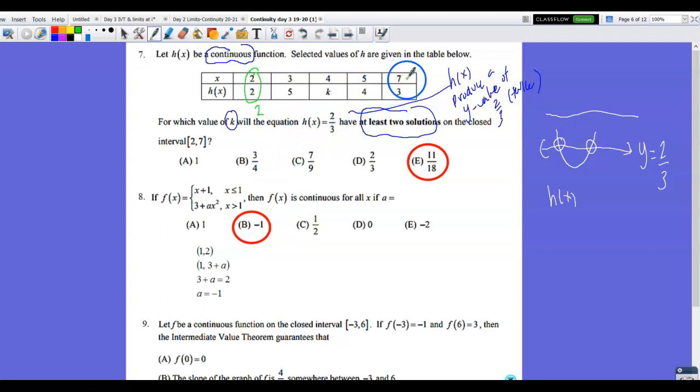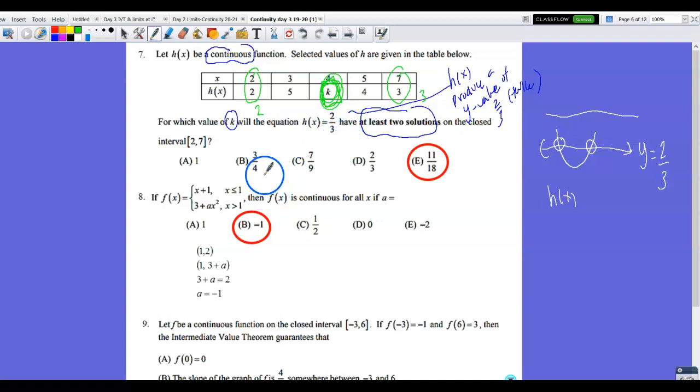And h of 7 produces a y value of 3. Now here's the mysterious k value. So in order for this function to have two solutions or hit 2/3 twice, we have to go below 2/3. In other words, the y value of k has to be some number that's lower than 2/3. Because come back over here and look at this graph. I need to go below 2/3 and then come back up and hit 2/3 a second time. Therefore, the mysterious y value right here needs to be a number that's smaller than 2/3.